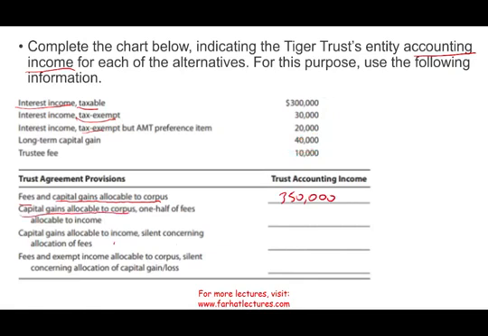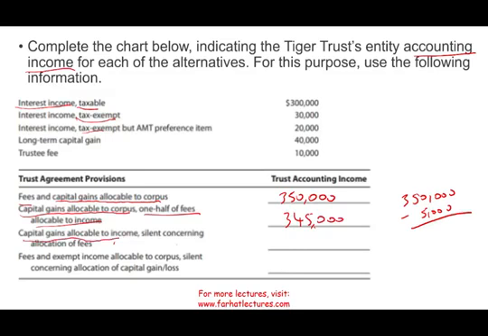Let's look at the second scenario. Capital gains allocable to corpus, but half of the fee allocable to income. All we change from the $350,000 in the prior example is that we're going to absorb $5,000 of the trustee fee, which is $10,000. We're going to absorb half. Therefore, accounting income is $345,000.